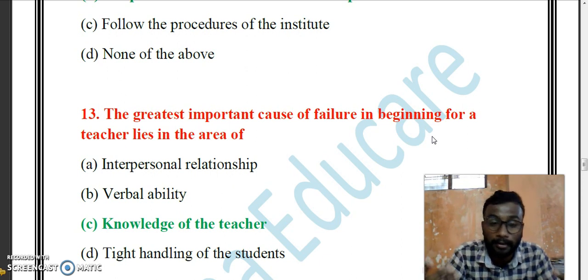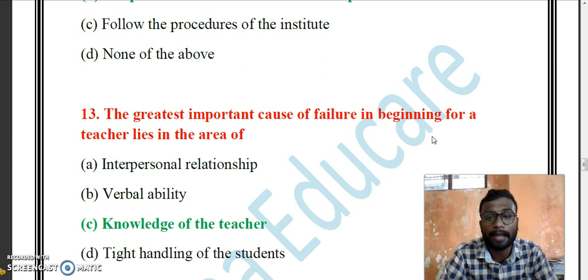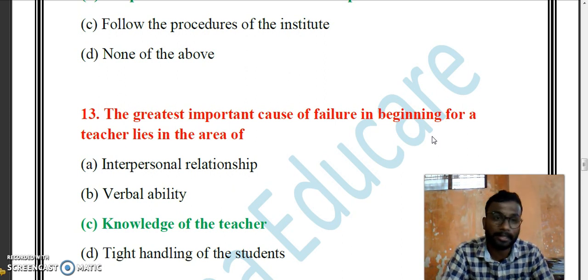Knowledge of the teacher. If there is no knowledge for the teacher, she cannot survive. In the starting stages, in order to survive, she should possess a good amount of teaching knowledge. Until and unless she has teaching knowledge or subject knowledge, whatever it might be, he or she cannot survive. So she should have a good amount of subject knowledge as well as class handling power. Right? So option C is a very important cause of failure in the beginning of the teaching career.